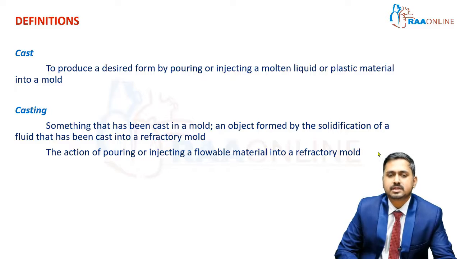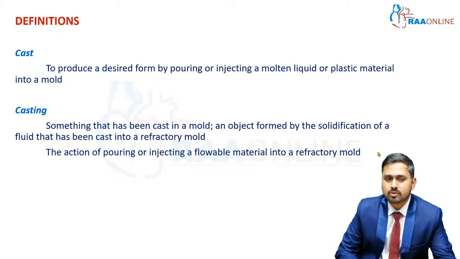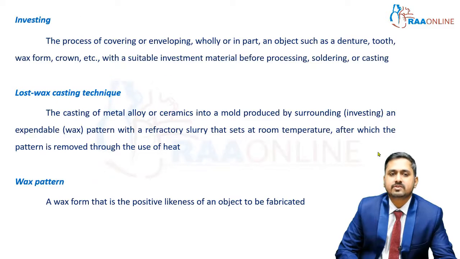Casting is something that has been cast into a mold. A mold is an empty cavity which is formed after your wax pattern gets burned out and all the wax has been removed. An object formed by solidification of a fluid that has been cast into the refractory mold is called the casted restoration. Casting again is the action of pouring or injecting a flowable material into the refractory mold. We'll study what the refractory mold is, and what the flowable material is, in later slides.